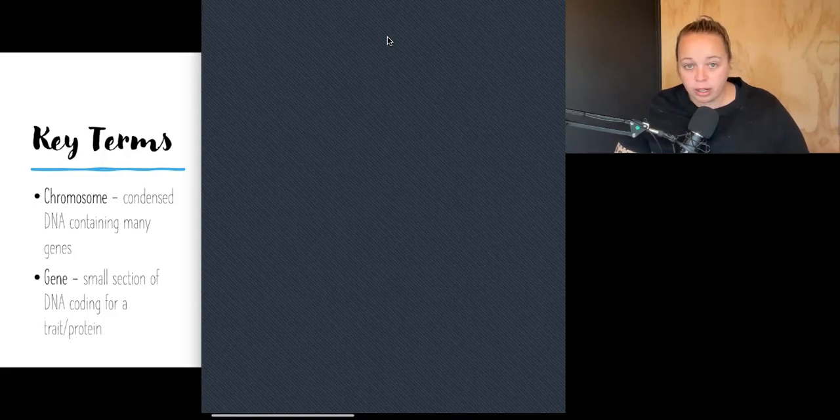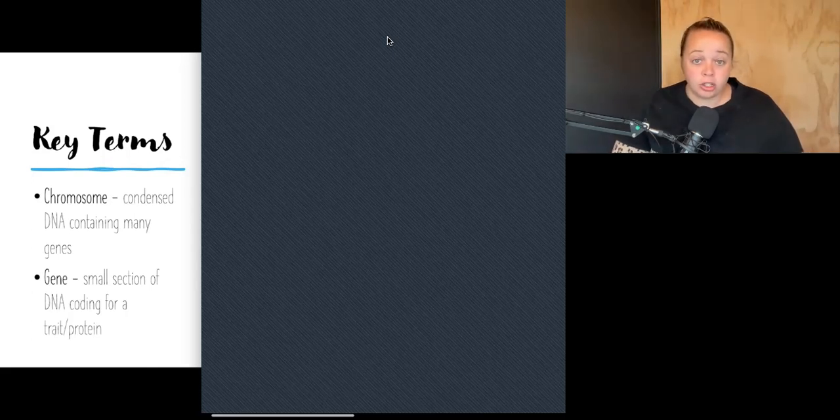Now, if you unwind that chromosome, you end up with a bunch of genes. So if I drew that chromosome out schematically like this, a small section of the chromosome, this would be a gene. Okay, so that leads us to the definition of a gene, which is a small section of DNA coding for a trait or a protein. So it's really important that we understand the difference between what a chromosome is and what a gene is, because that's the wording that we're going to need to use when we move into our definition of protein synthesis.